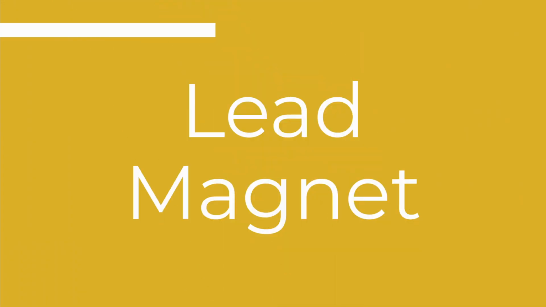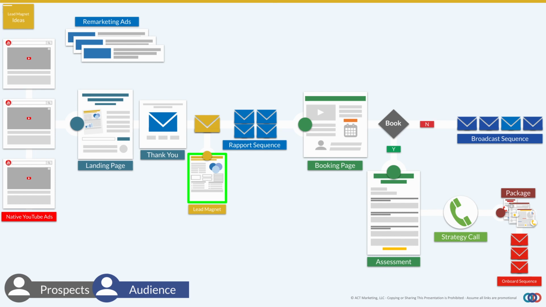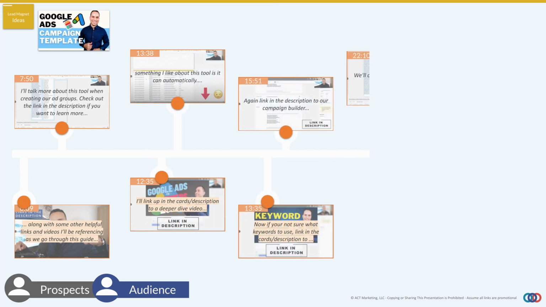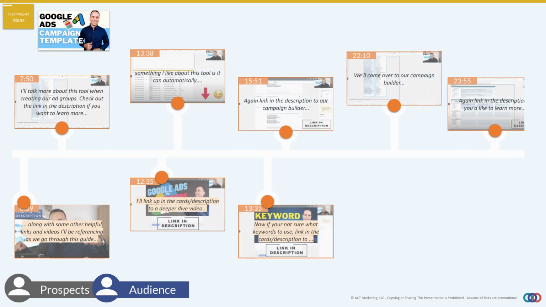And before we move on to your lead magnet and actually building out the rest of your lead generation process and funnel, here is a quick example of what a call to action could look like inside of your video. So this is an example of a Google Ads campaign video that we did. And as you can see in this timeline, we have several calls to action to not only our lead magnet, but also a paid offer.